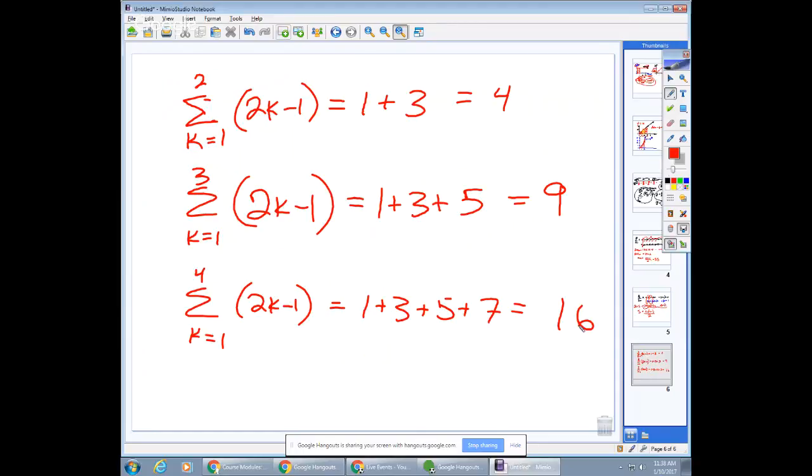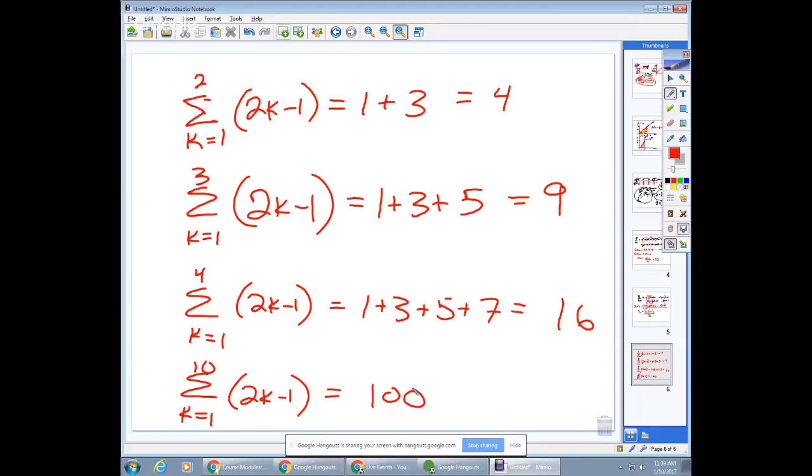They're perfect squares. There's something even more special about these perfect squares. How many odd numbers did I add up in the first part? 2. How many odd numbers did I add up in the second part? How many odd numbers did I add up in the fourth one? So anybody want to make a prediction? What will be the sum as k goes from 1 to 10? What's the sum of the first 10 odd numbers? It's going to be 100.